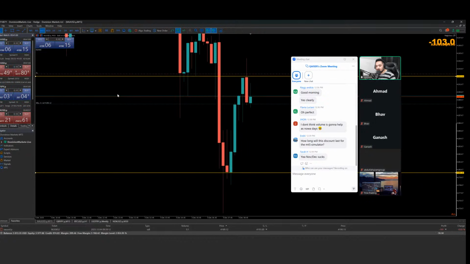Just waiting here. Most of the time when I executed before the opening of the London session, I just close this. But let's see. There's a proper structure forming. I think so. This makes sense. Does this make sense? Or am I just trying my luck right now?